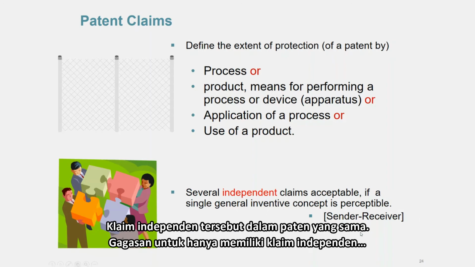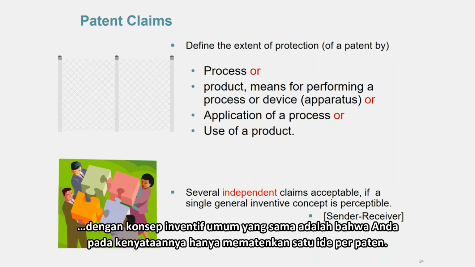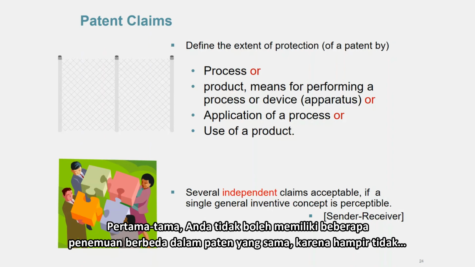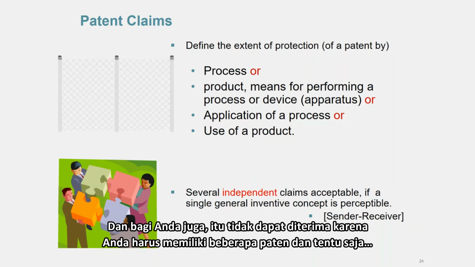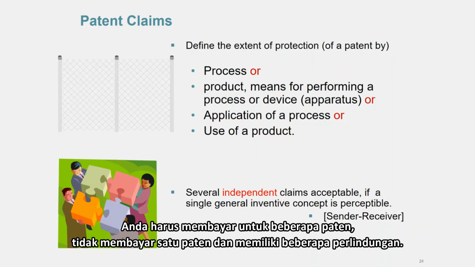The idea of having only independent claims with the same general inventive concept is that you shall, in fact, patent only one idea per patent. It is not permissible that you have several different inventions in the same patent. First of all, because it becomes almost impossible to know which of these ideas you are infringing if you are on the other side. And for you also, it is not acceptable because you would have to have several patents, and of course, you have to pay for several patents, not pay for one patent and have several protections.